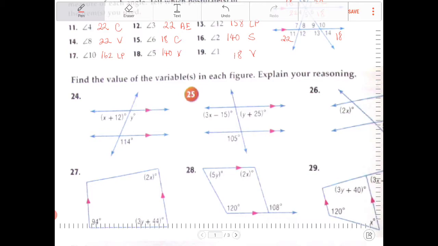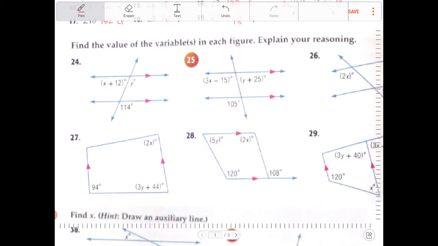Find the value of the variables in each figure. Explain your reasoning. So looking at this, I need to find what x and y are. Since I know that y is going to equal 114 because y and 114 are corresponding, I also know that x plus 12 and 114 are going to be linear pairs. They're going to be supplementary.